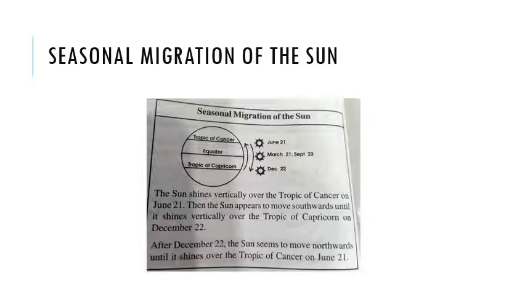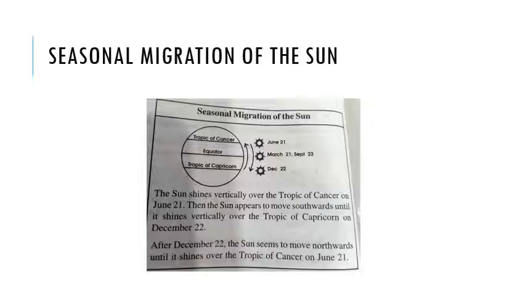As you can see in this diagram, the Sun shines vertically over the Tropic of Cancer on June 21st. If you remember, we had studied, which is called the summer solstice. Then the Sun appears to move southwards until it shines vertically over the Tropic of Capricorn on December 22nd. After December 22nd, the Sun seems to move northwards until it shines over the Tropic of Cancer on June 21st.